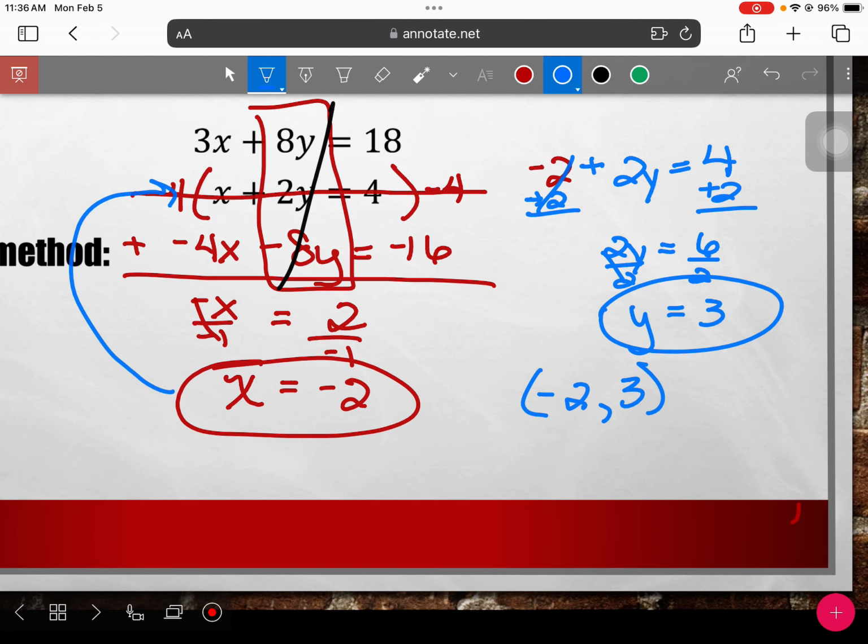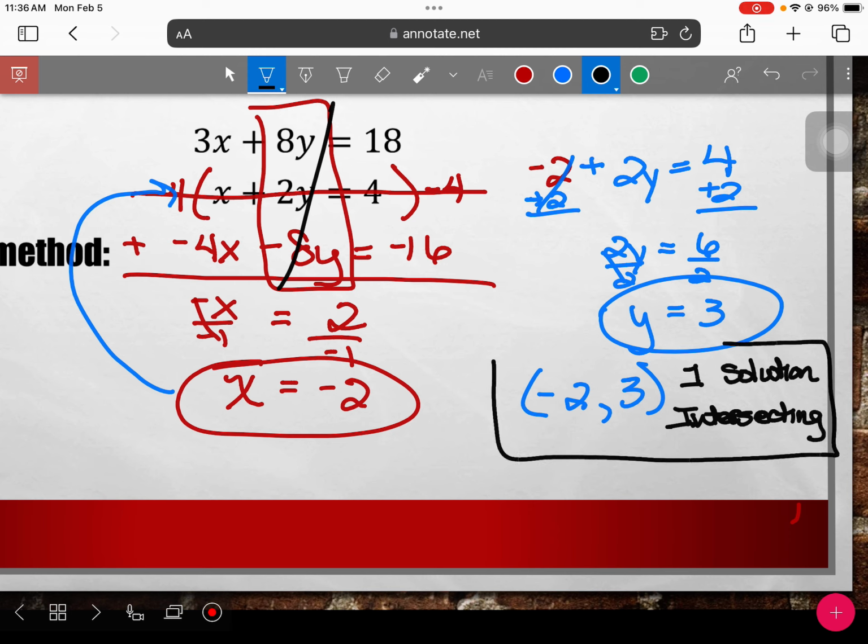So again, what does this tell me? If I have one solution, what kind of lines are we dealing with? Linear and what else? Intersecting, yes. If you have one solution, they're going to be intersecting. Any questions on number 2?